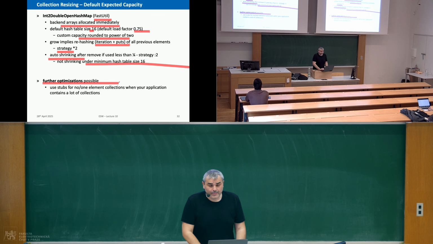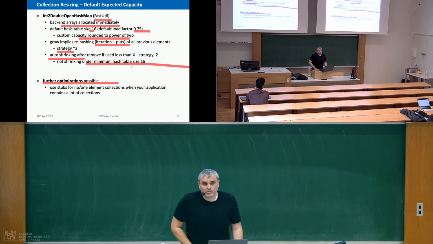It is possible that if you measure some application, you will find that you have a lot of map structures where you have either no element or one element only. In such case, it's much better to create some stub objects, which you will use for such cases. That stub object will contain just key and value, nothing else, and it implements the interface of map. And if you would like to insert another element, and there is already one, let's create a regular structure, insert that previous value and the new value.